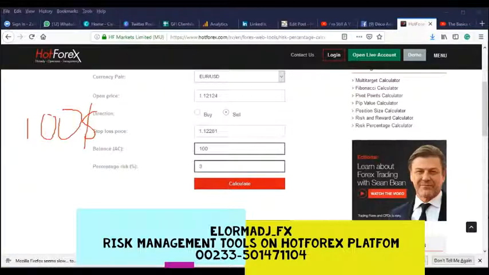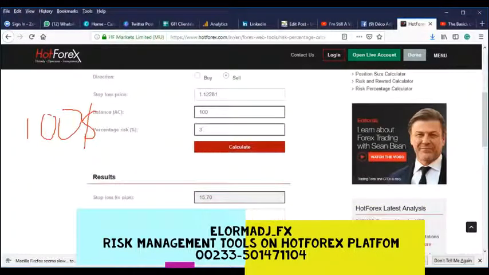You remember yesterday we did this calculation manually. So 15 point something pips. So I hope we all get this. So 15 pips, and my lot size will be 0.02. I hope you are fine.